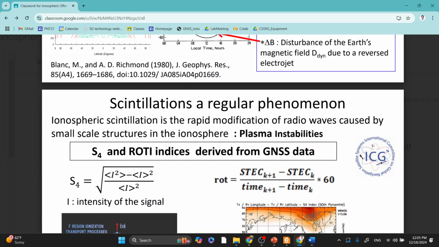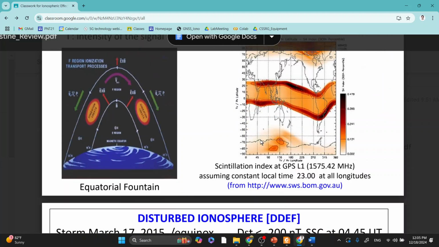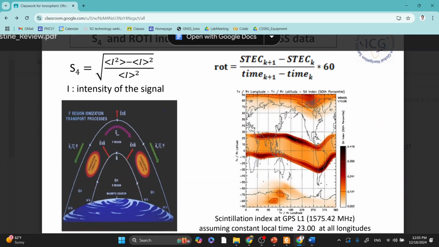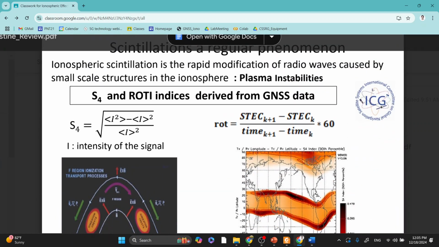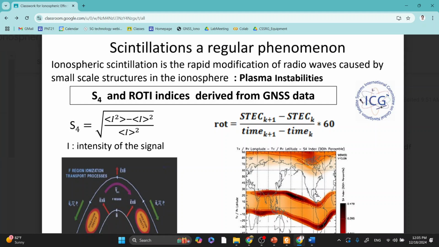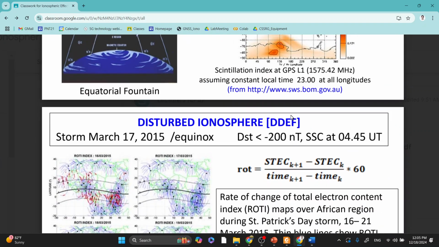Okay, so when they look at the scintillation or ROTI, if you know ROTI or scintillation already, the S4 index is just the index to determine the scintillation or fluctuation of the GPS signals. ROTI is derived from the standard deviation of the ROT, which is the change of the STEC, and then how much they fluctuate, how the change fluctuates, not just the change.